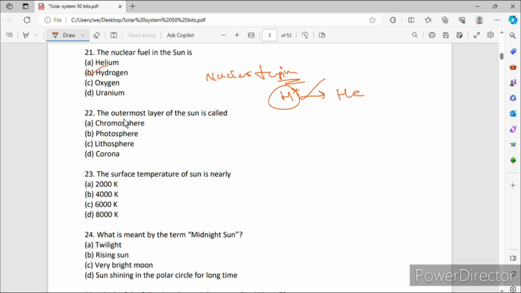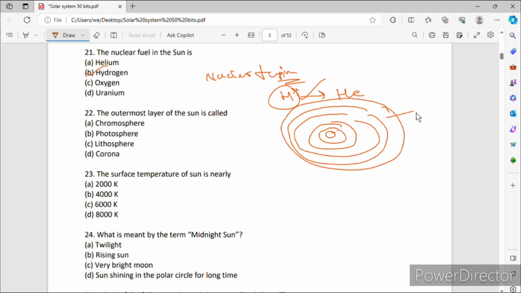And next question, the outermost layer of the sun is called. See friends, the sun has the main three layers, the core, radiative and convective zones, and over that the photosphere, and there will be the chromosphere, and there will be the corona. So corona is the outermost. So D is the correct answer.